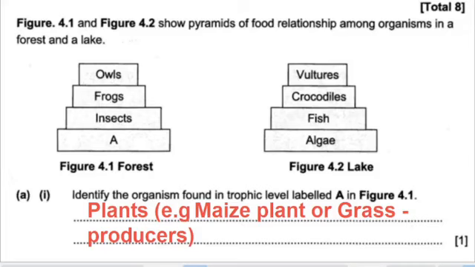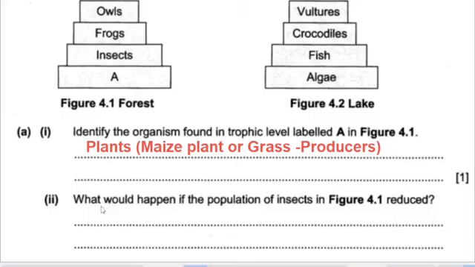So let us now look at our question 2. What would happen if the population of insects in figure 4.1 reduced? So we can see that in figure 4.1, here we have the plants, we have insects, frogs, owls. So what would happen if the population of the insects was reduced? That is the question.